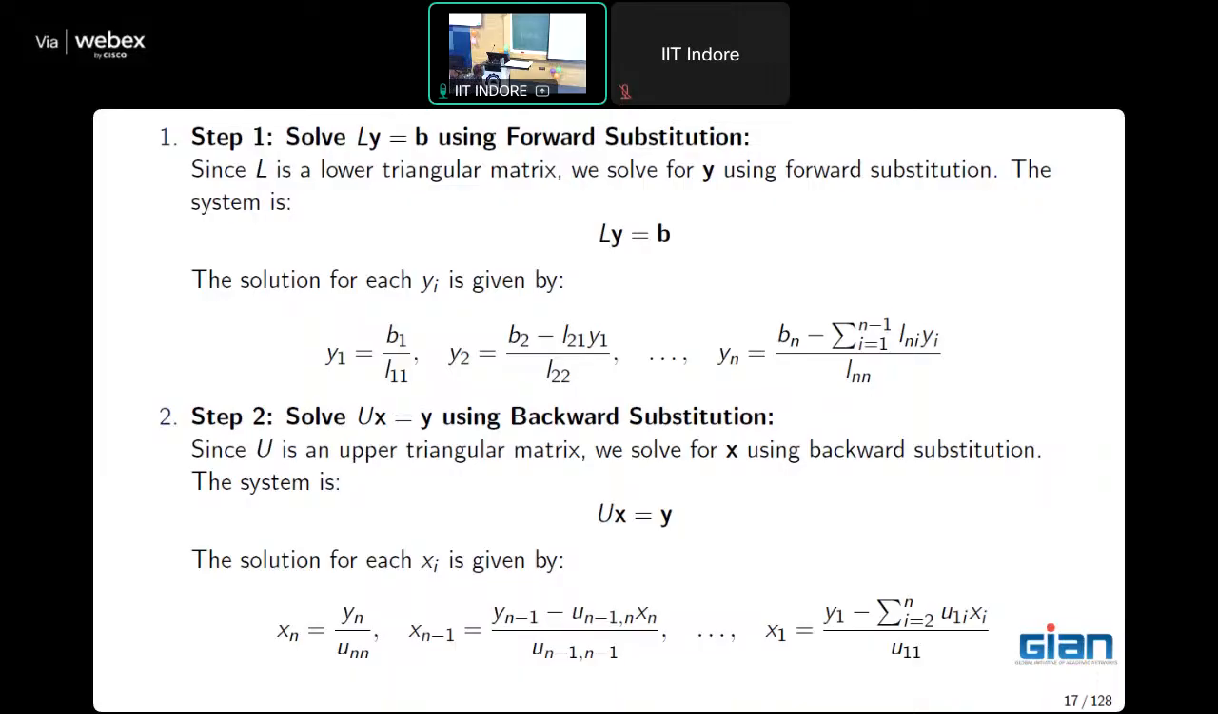Similarly, you solve Ux equals y using backward substitution. First you get xn from the back side, and then you come to xn minus 1. Once you know xn and xn minus 1, you can get xn minus 2. And once you know xn minus 2, you can find xn minus 3, and so on. So this is the process of using the iterative method instead of the determinant method to find the inverse of the matrix. And from here we can see how many floating point operations we will get.